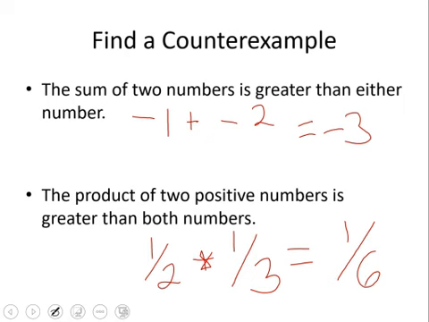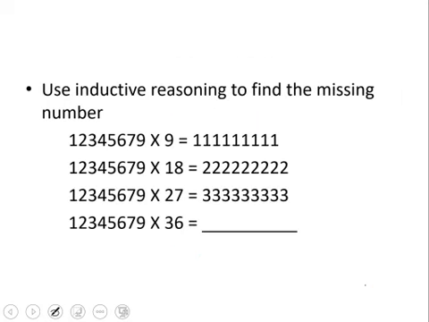Again, if I'm just saying numbers and positive, I'm not saying that they have to be whole numbers. I'm just saying numbers. Okay, so you should be able to find counterexamples for a lot of different things going forward. Okay, so let's use inductive reasoning to find the missing number.